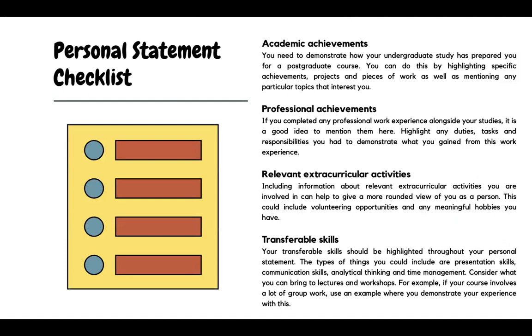And so, personal statement checklist, I think, is really just the things you want to make sure are in your application, your academic achievements. You need to, like I said, demonstrate, especially for the UK personal statement, how your undergraduate has prepared you for a postgraduate course. You can highlight any specific achievements, projects, and pieces of work, as well as topics that might have been of interest to you.